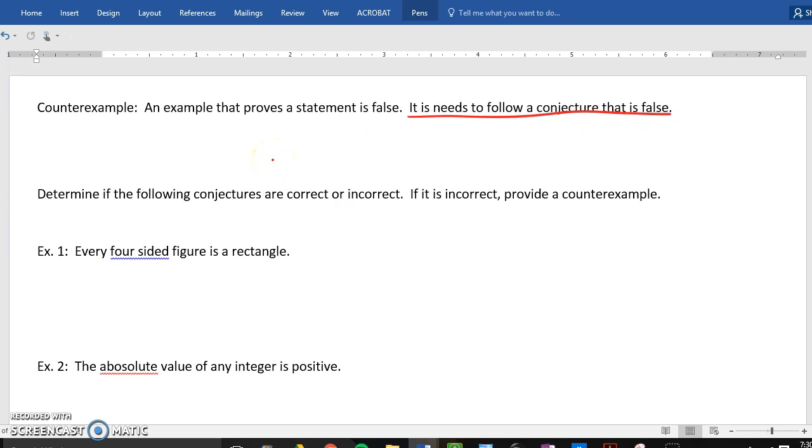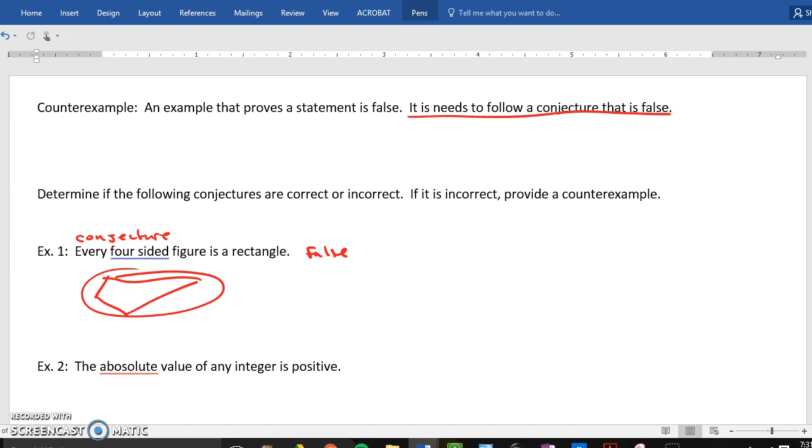For example, right? Every four-sided figure is a rectangle. This here is the conjecture. And we want to determine if this is always true. And as you can see, I can draw any four-sided figure, but does that mean it's a rectangle? No, right? So this conjecture is false. And this four-sided figure I drew that's not a rectangle would be your counterexample. Okay?